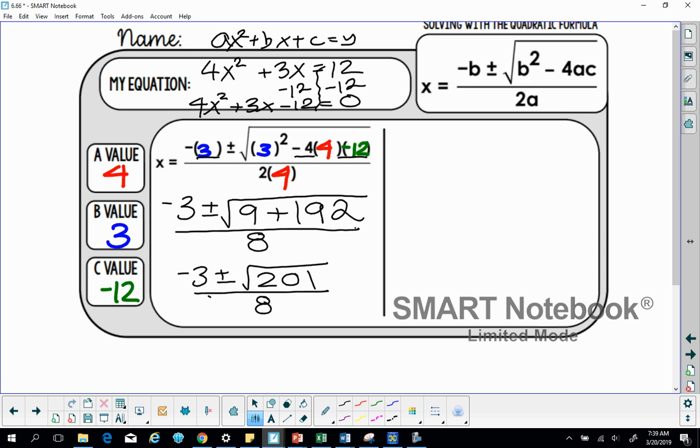I can see that's not a perfect square, so I'm going to go over here and type it right into my calculator. Negative 3 plus radical 201 over 8. And then I'll also type in negative 3 minus radical 201 over 8. Because that radical is not a perfect square, I know I'm going to be getting a decimal. So type that in, and what do you get for the first one?